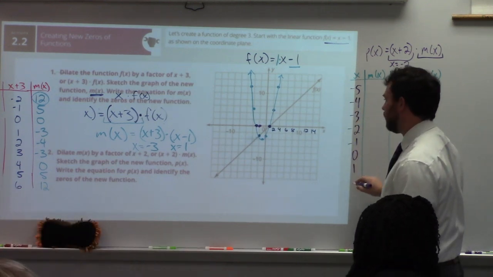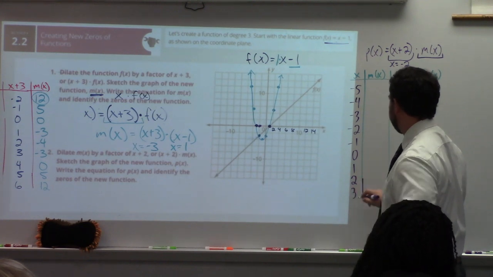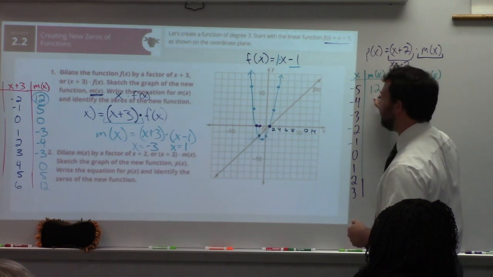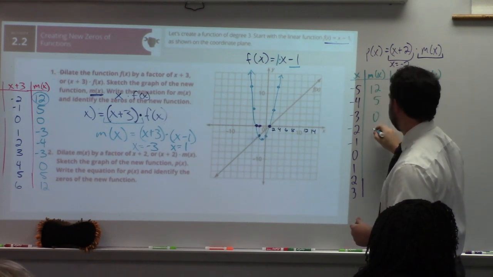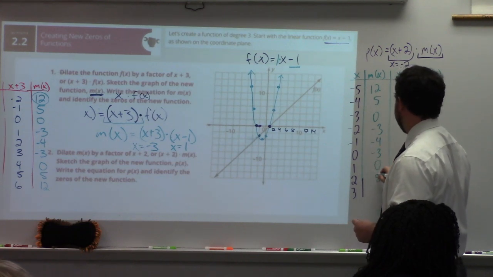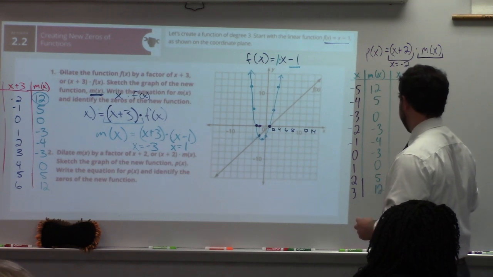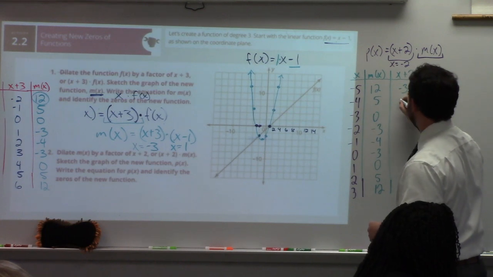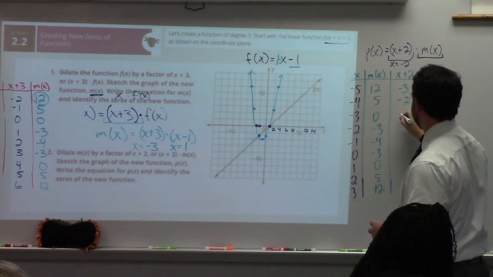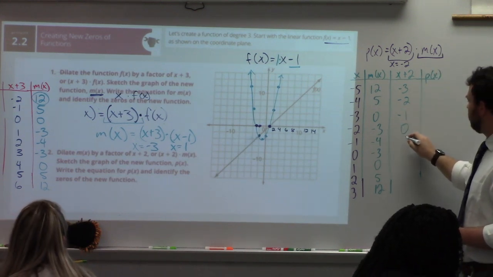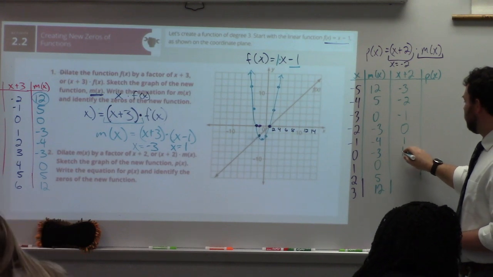Now I'm still going to use those same points that I did before. For m of x, I already have all those in the previous table. How am I going to get the x plus 2 values? Add 2 to x. That's it. And hopefully we notice a pattern. What's happening here? It's just adding 1 each time. That's the rate of change.